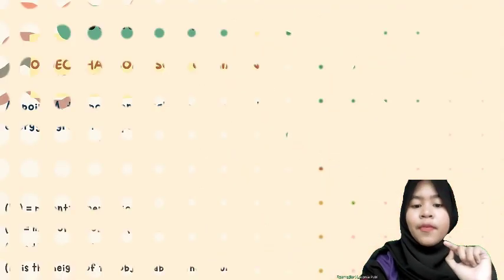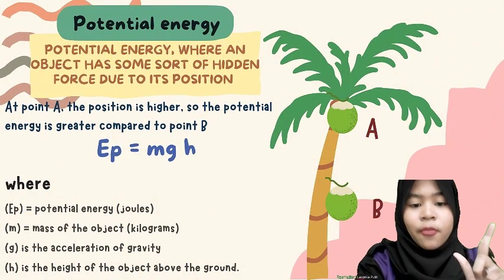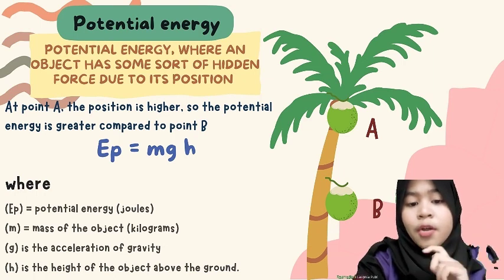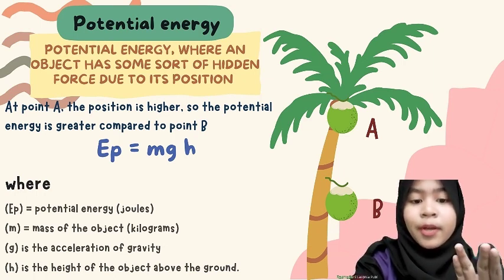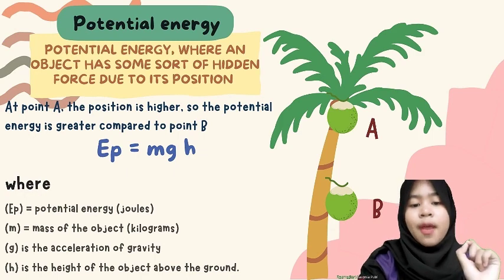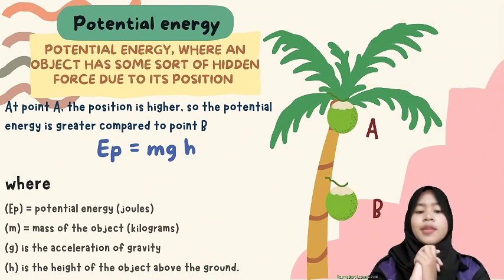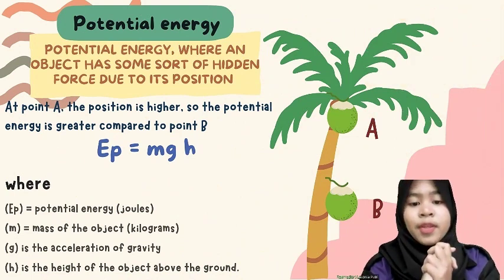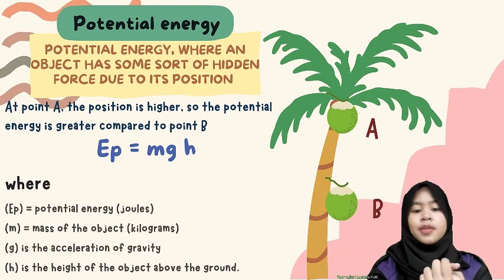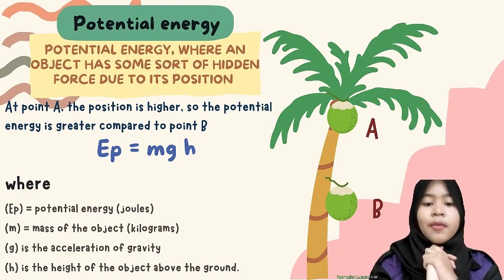Let's try to understand the formula for gravitational potential energy on the surface of the Earth. The formula goes like EP equals mgh, where EP is gravitational potential energy in joules, m is the mass of the object in kilograms, g is the acceleration of gravity on the surface of the Earth, and h is the height of the object above the ground.